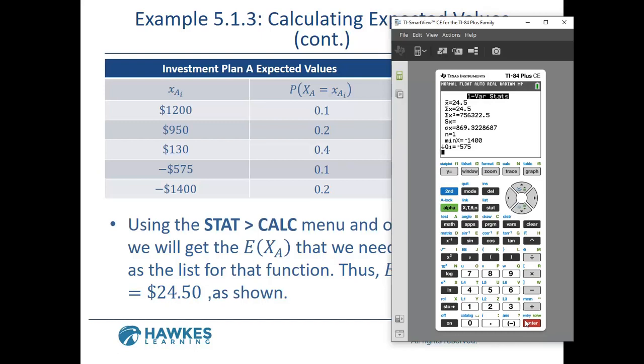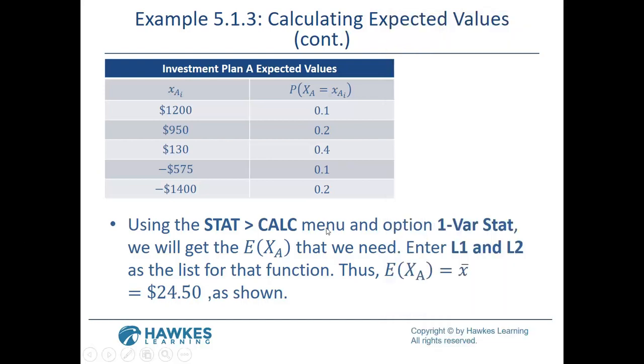So as you look at that one, remember we talked about our expected value being the same thing as x bar. And so there we have our x bar is 24.5. So we know that our expected value, or x bar, the mean, is 24.5.